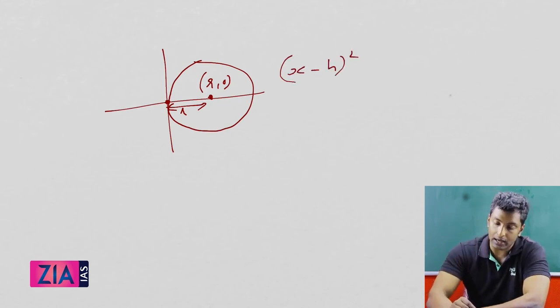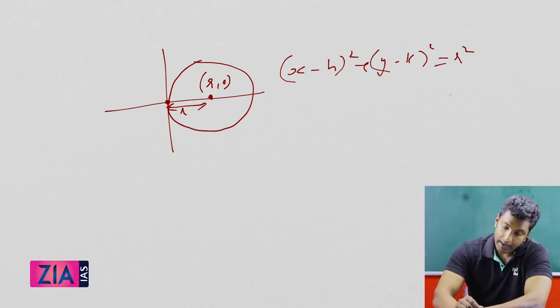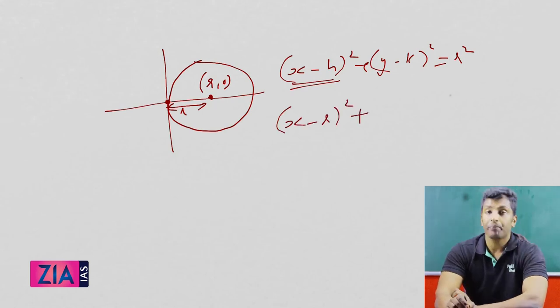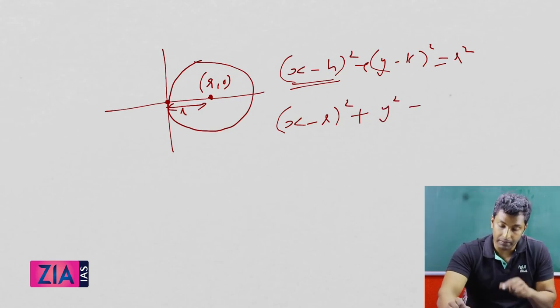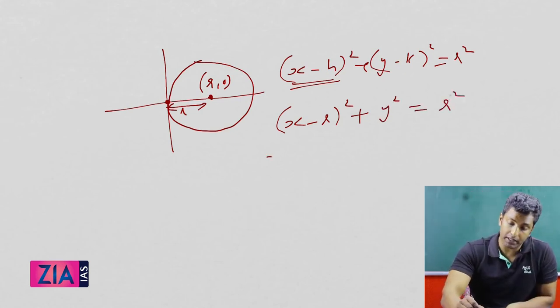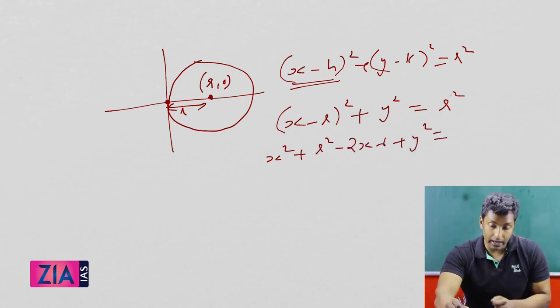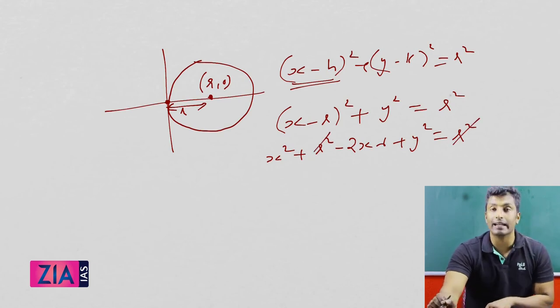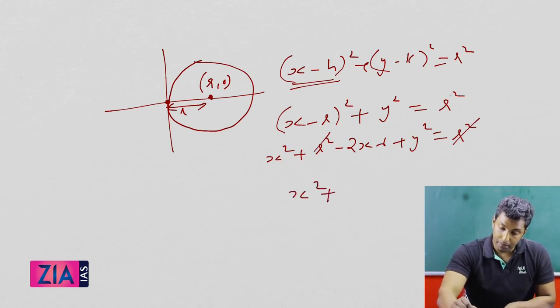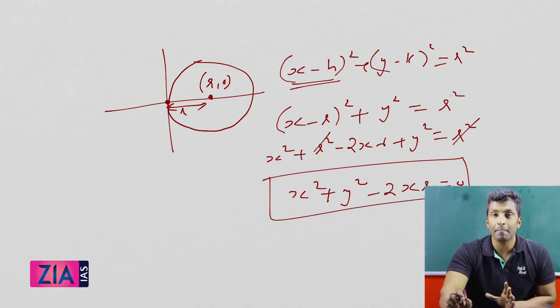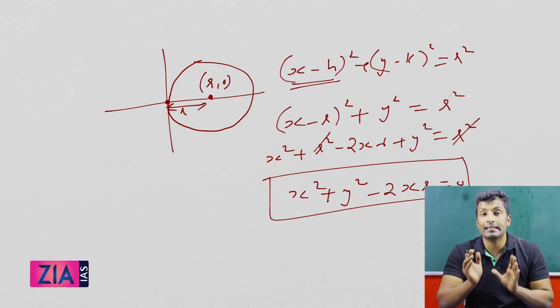So (x − h)² + (y − k)² = r² will become, what is your h? h is your r, right? So (x − r)² + (y − 0)², so y² = r². Now you can open up this bracket: x² + r² − 2xr + y² = r², and this r² and this r² get cancelled out. So what you'll get is x² + y² − 2xr = 0. This is the equation of a circle passing through the origin with center on the x-axis.